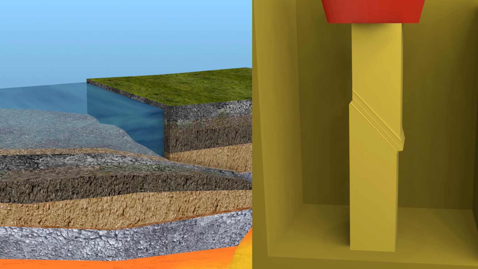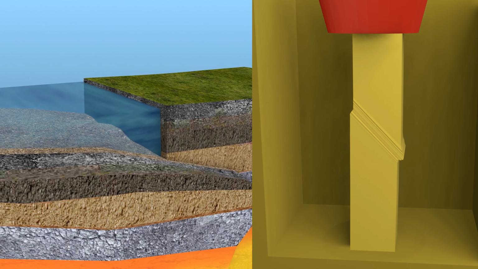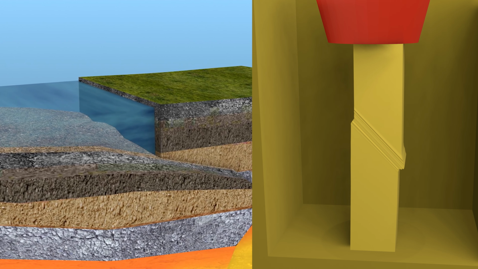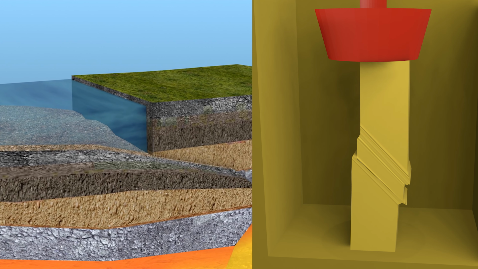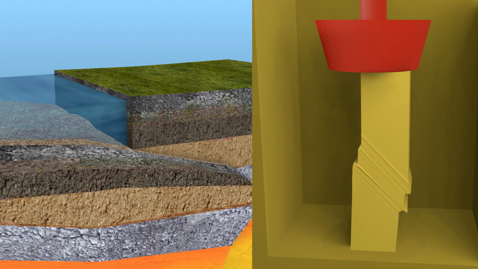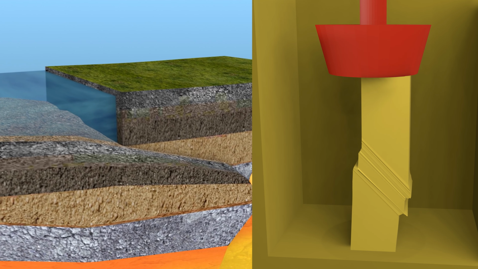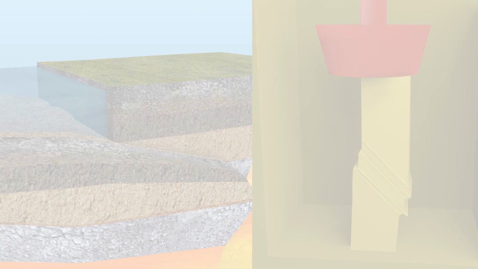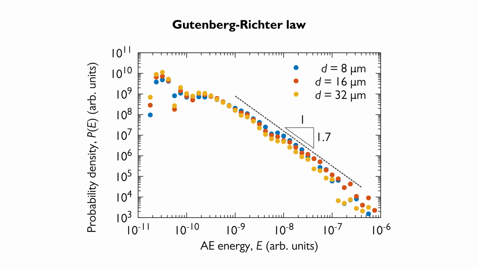Despite the huge difference in spatial and temporal scales, we can find a remarkable similarity between earthquakes and micropillar deformation. In both processes, the probability density of released energy, E, decays as a power law with an exponent approximately minus 1.7. In seismology, this relationship is known as the Gutenberg-Richter law.